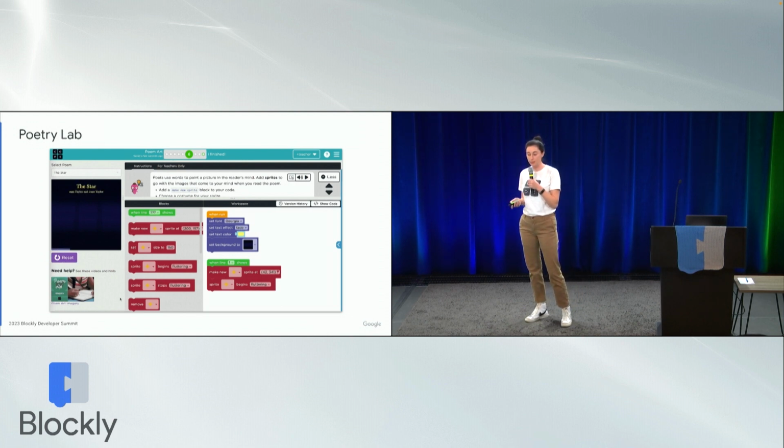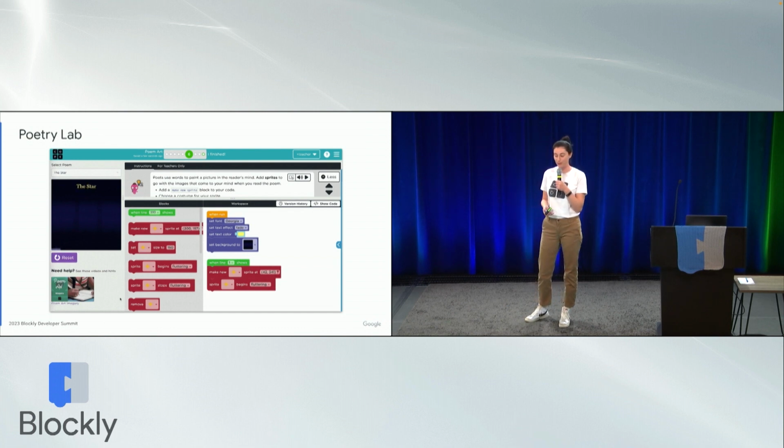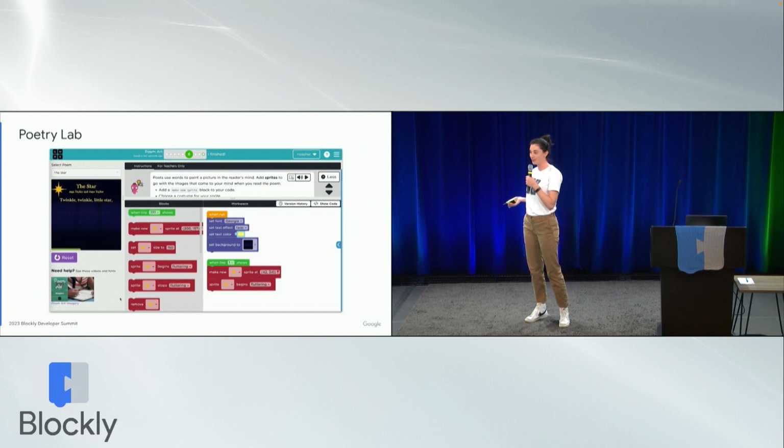Since creating Poetry Lab, we realized that there was a large startup cost, which was having engineers create this user interface for us and the underlying library. So we thought maybe there's an easier way that we can do this. Maybe we can just build on existing labs that we have in order to create our new CS Connections modules.